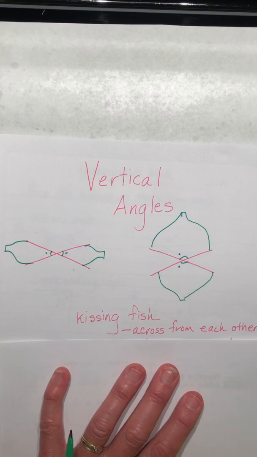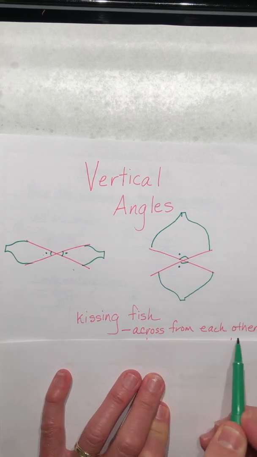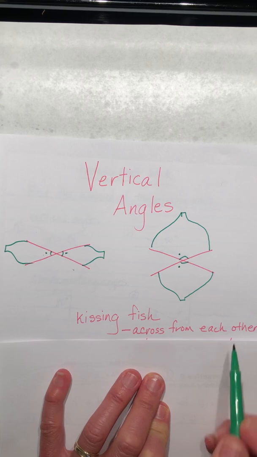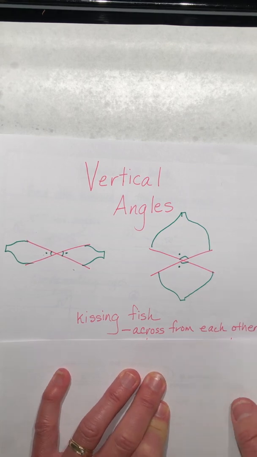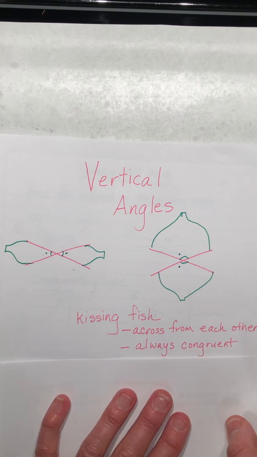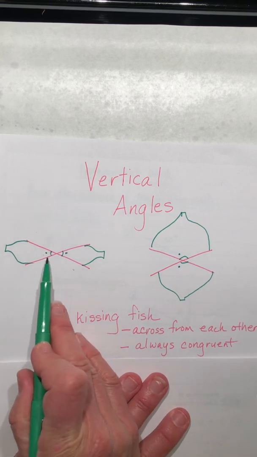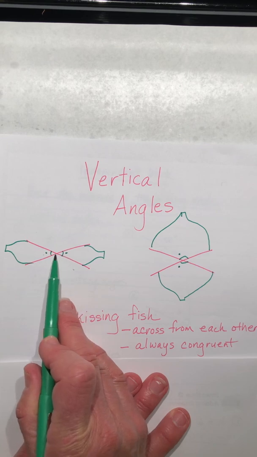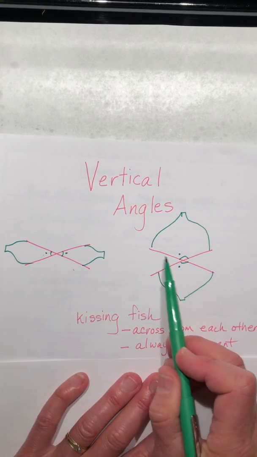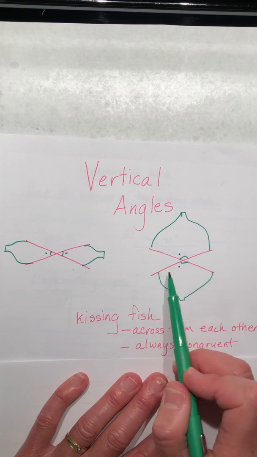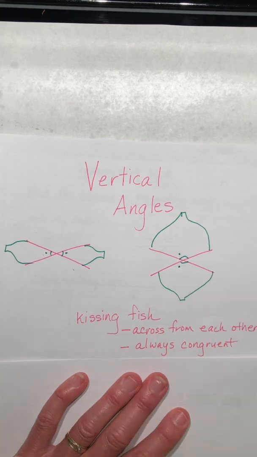So, kissing fish or vertical angles are across from each other when you only have two lines that are intersecting. And something that's always true about vertical angles is they are always congruent, meaning they always have the same measure. So if this guy is 30 degrees, this guy is 30 degrees. If this one up here is 120, then the one down below is also 120. There's never an exception. Whenever you have vertical angles, they will be congruent to each other.